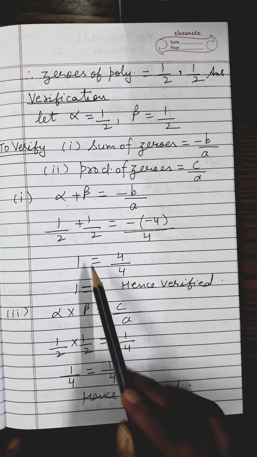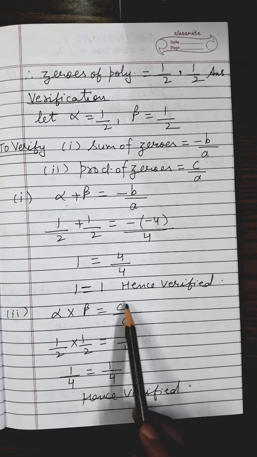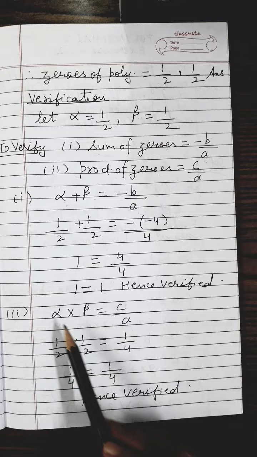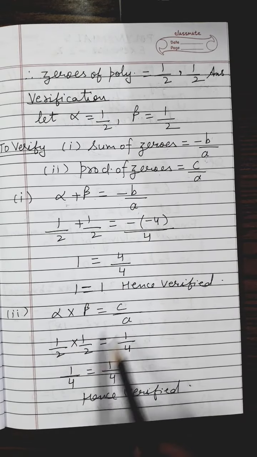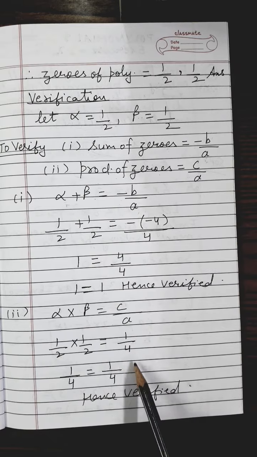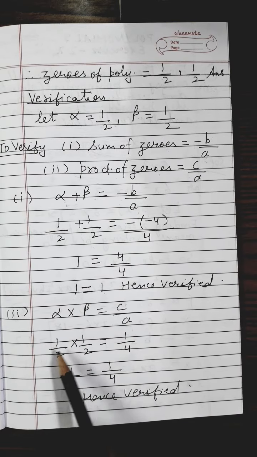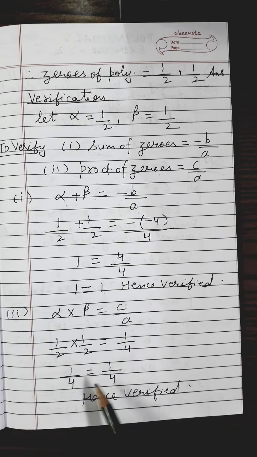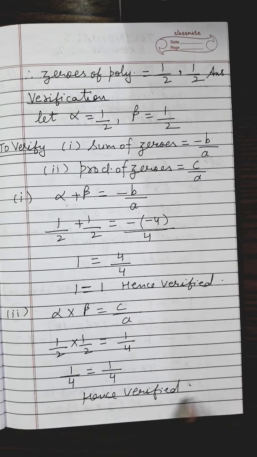Now come to the second verification. Product of zeros equals C upon A. What do you mean by product of zeros? Alpha into beta. So I write alpha into beta equals C upon A. Now substitute the values of alpha and beta. The alpha is half, beta is also half. C is how much? 1. So I write 1 and A is how much? 4. Now simplify. Half into half gives you 1 by 4 and this is also equal to 1 by 4. So left side is equal to right side. Hence your second verification is also verified.